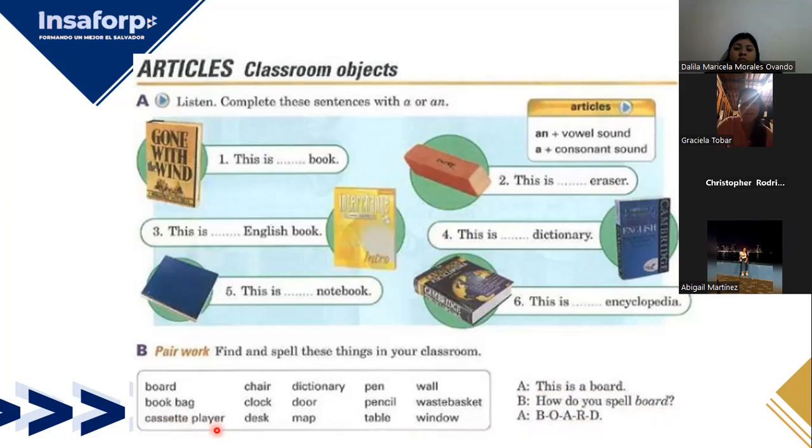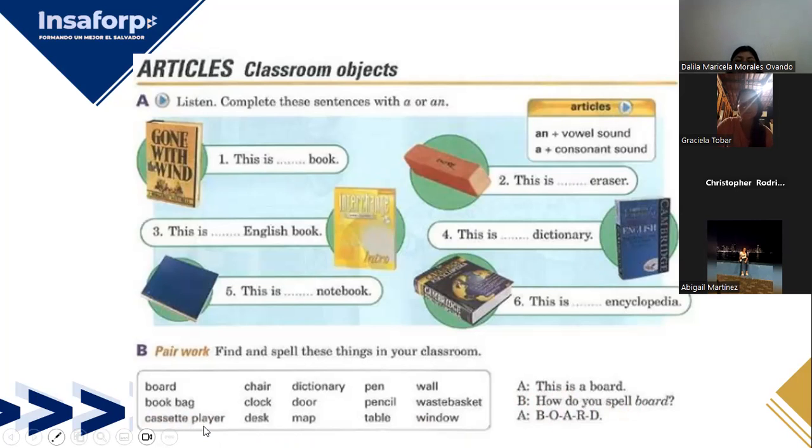C A S S E. No, Graciela. You didn't get me. You're going to tell me this is a or an, according to the consonant. The only thing that I'm going to ask you is, how do you spell it? And you're going to start spelling. Okay. This is a cassette player.